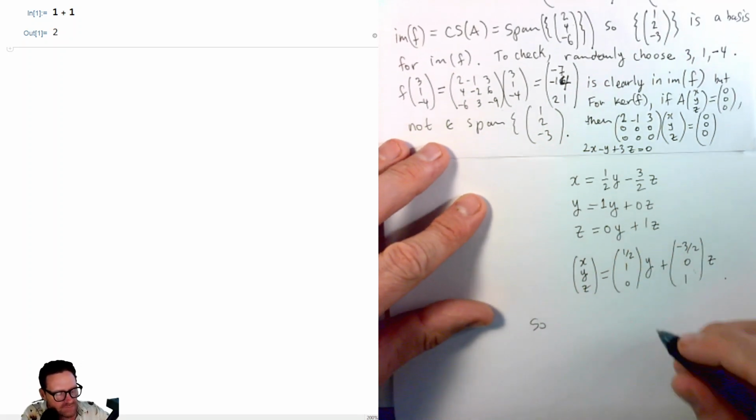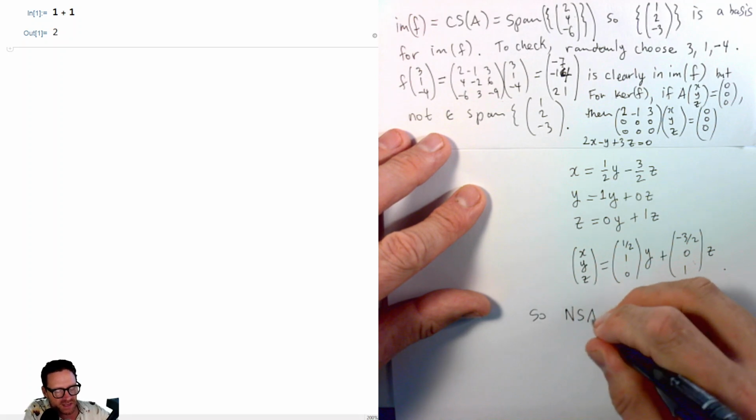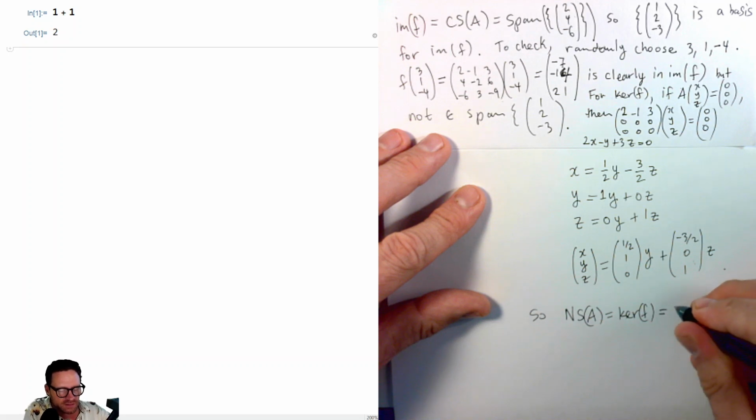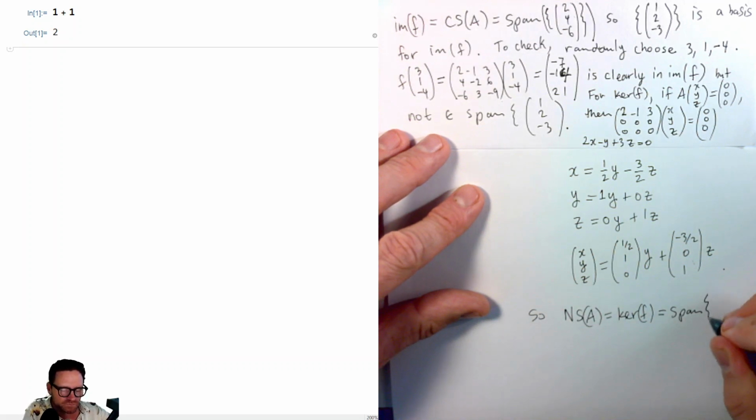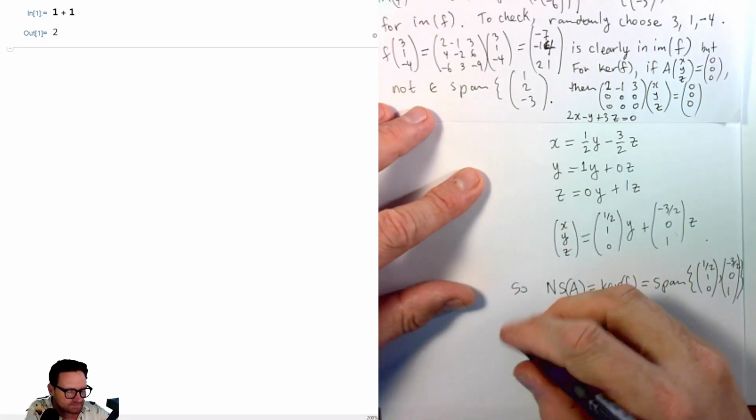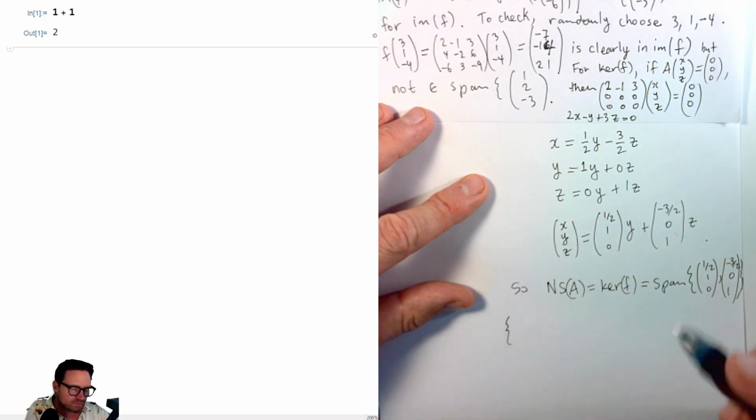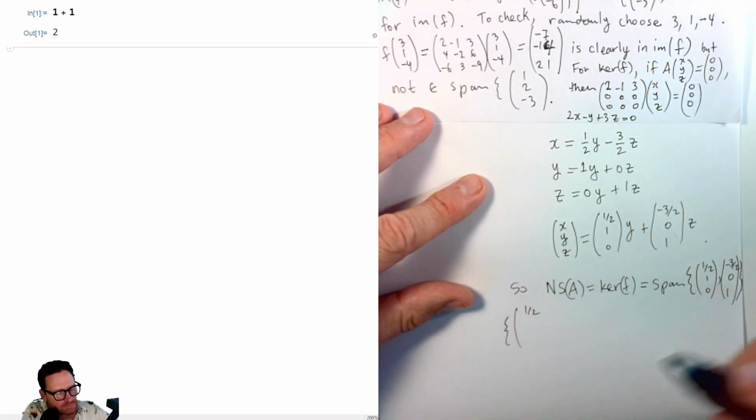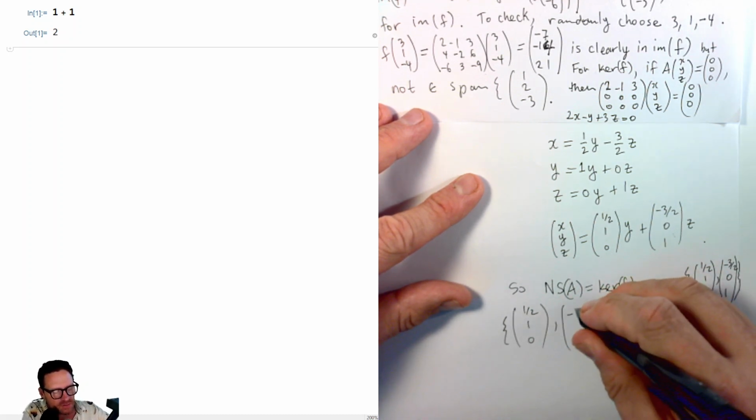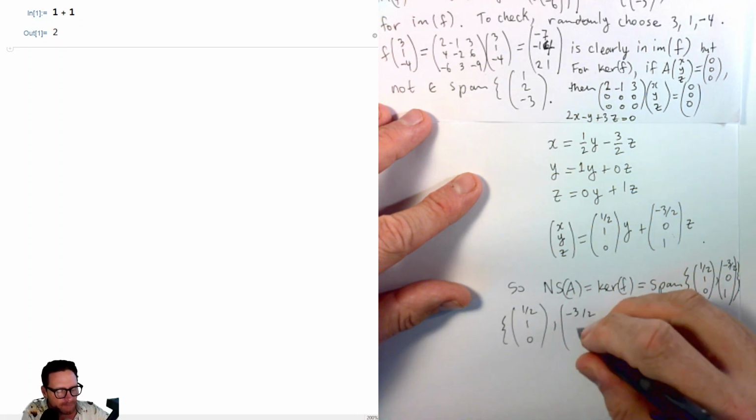So what we learn then is that the null space of A, which is the kernel of F, is spanned by these two vectors. Okay, and so this is a basis for the kernel of F.